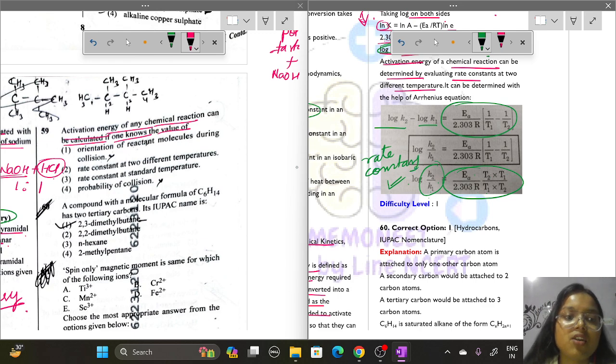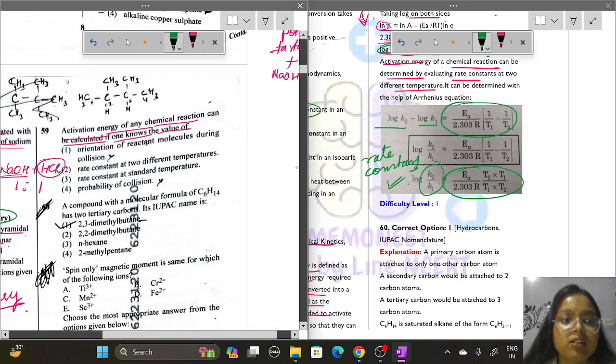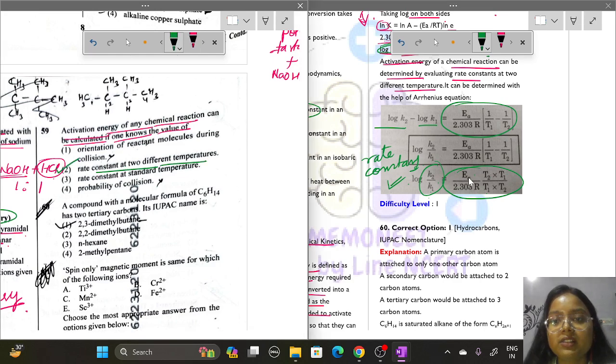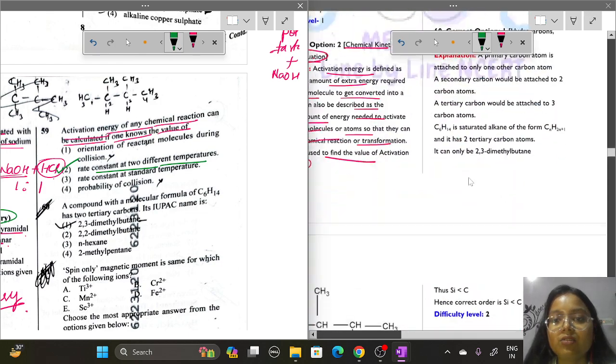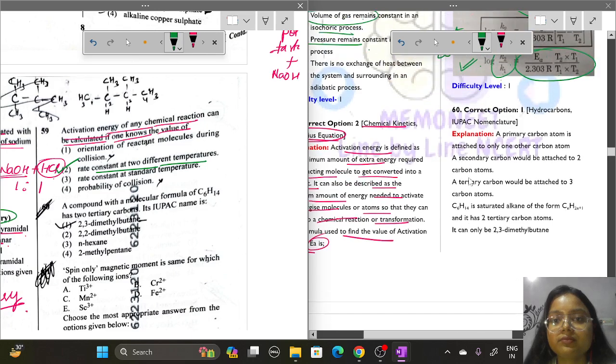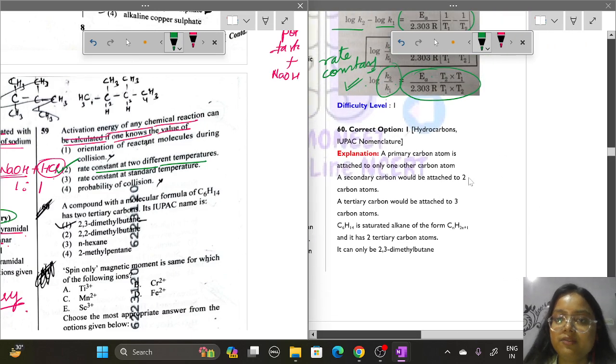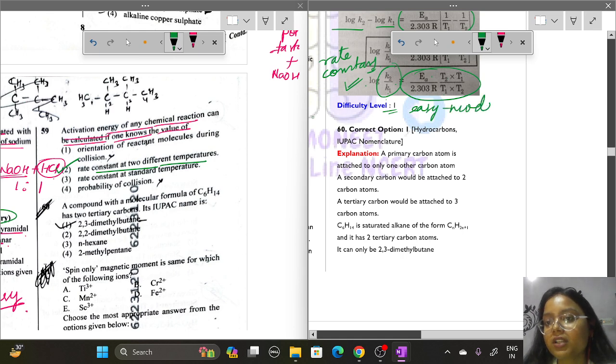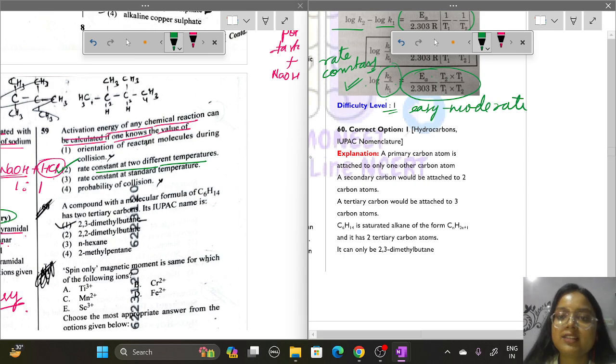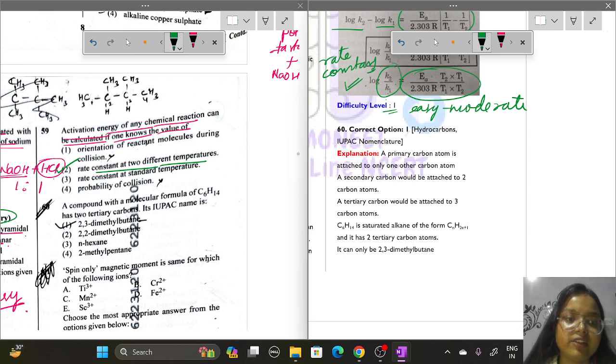So which option is correct? Option number 2, rate constant at two different temperatures. If we know the rate constant, then the activation energy can be calculated. It is difficulty level 1, an easy to moderate type question. You just have to equate the equation.